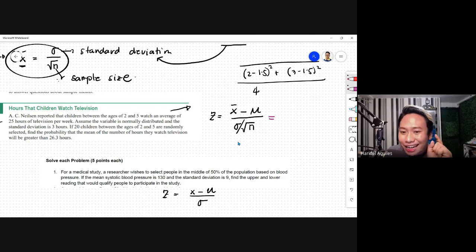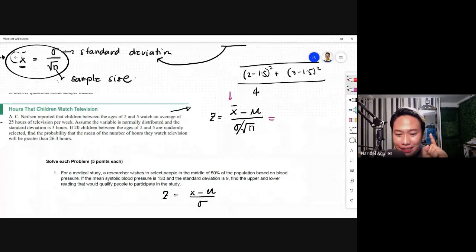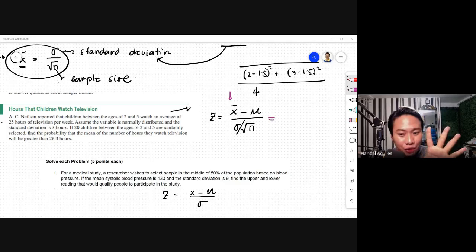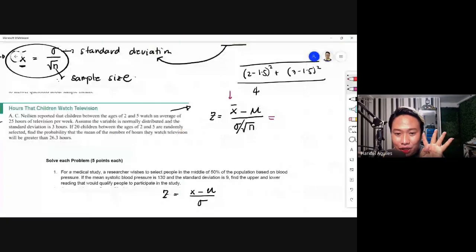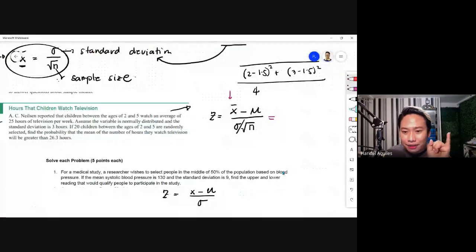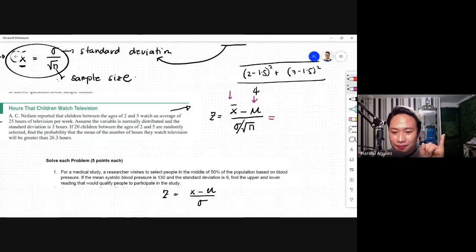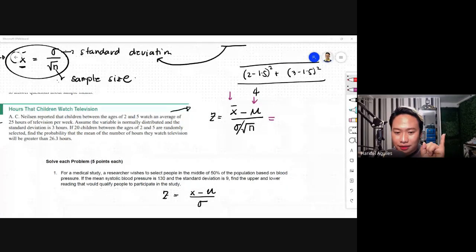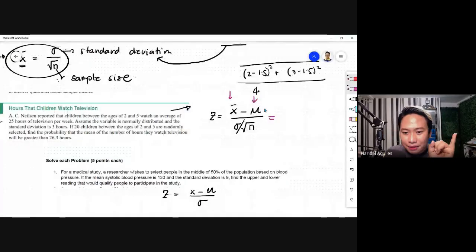What is this symbol, guys? I need answers from you, so please type in. I want to make sure we understand each other. What is the symbol I put the arrow on? There are 4 minutes left, guys. I need your cooperation, so please let me know. Sample mean, very good. And this other symbol? Population mean, very good. Good job.